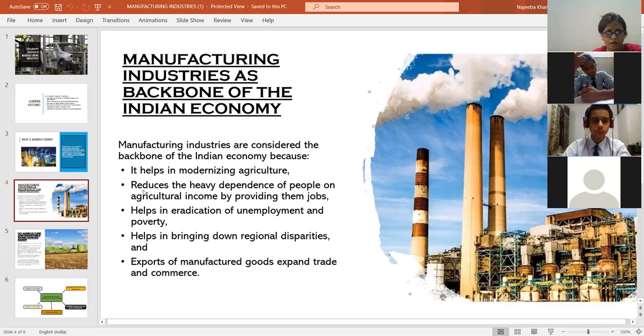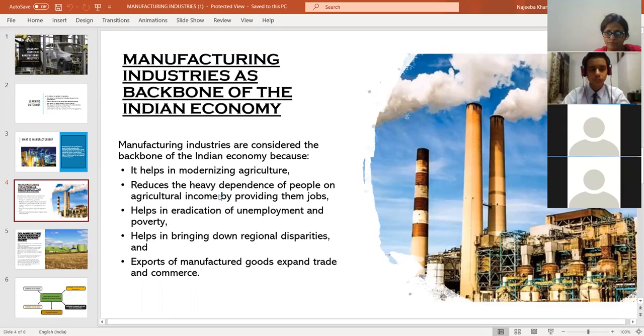Okay. Now, second point is that it reduces the heavy dependence of people on agricultural income by providing them jobs. Even the industrial sector, the manufacturing industries, are providing work to people who are involved directly or indirectly in the agricultural sector. Like, if a farmer needs seeds, he has to go to the market to buy seeds or fertilizers. So obviously farmers are using the tertiary sector also. Those people involved in the tertiary sector because of the agricultural sector are getting jobs.